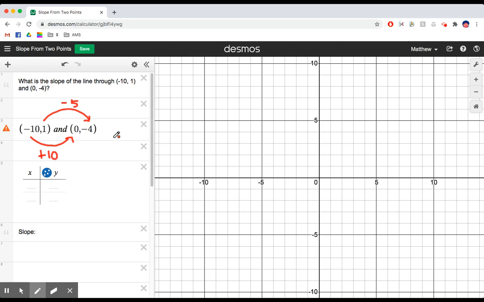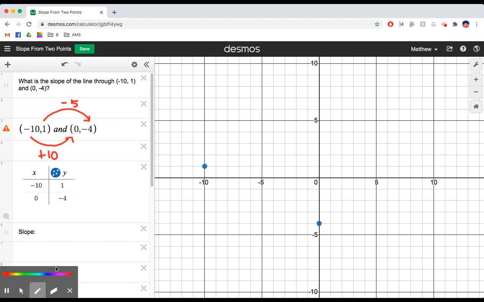Okay? Let me show you on the table. This is something we've already seen. But if you're more comfortable with it, I would keep using it. Okay, so negative 10 comma 1, 0 comma negative 4. You just list it on the table. And you can even confirm it with a graph, right? If you're more visual and want to graph it, you can even count. Oh, it's down 5, right 10. It gives you the same thing.